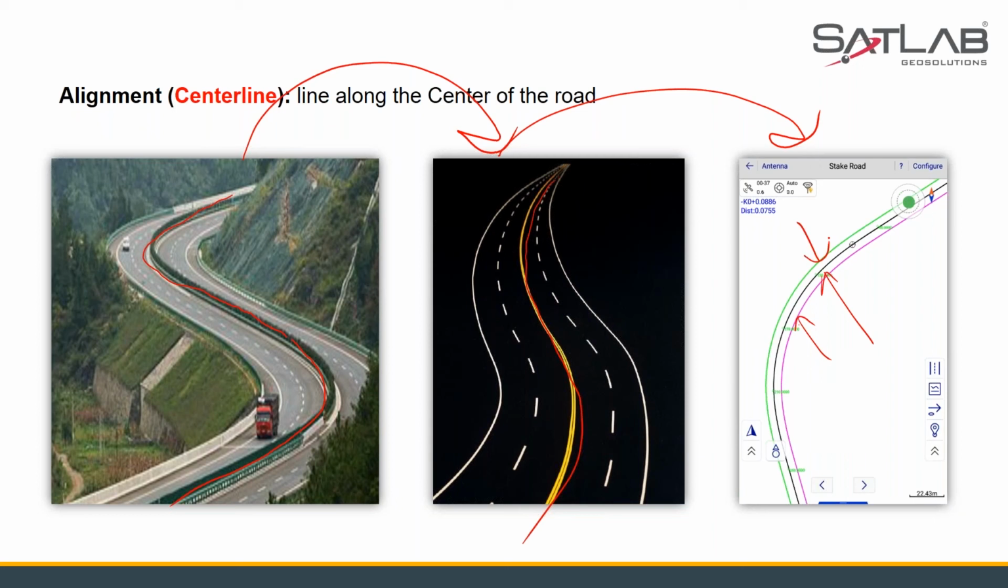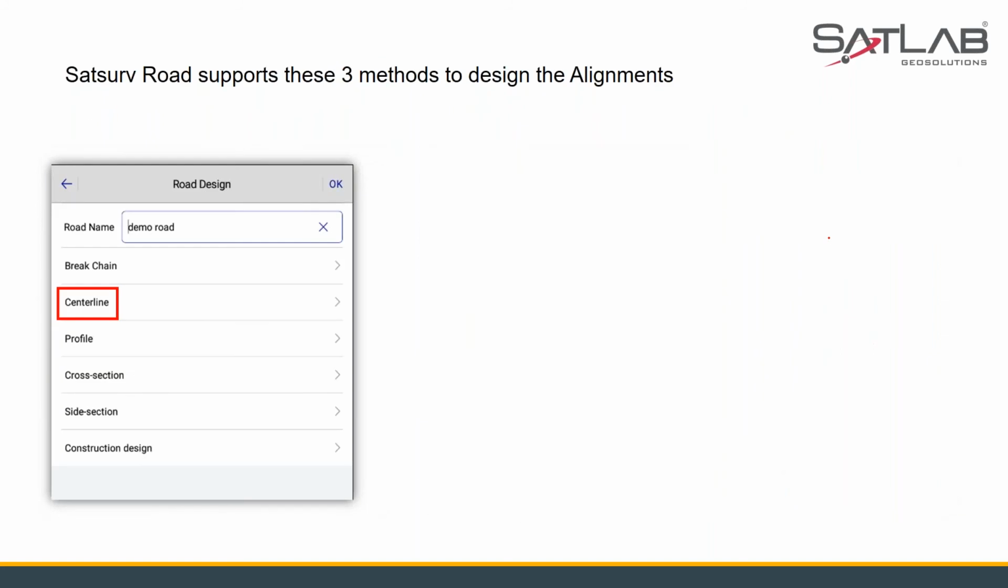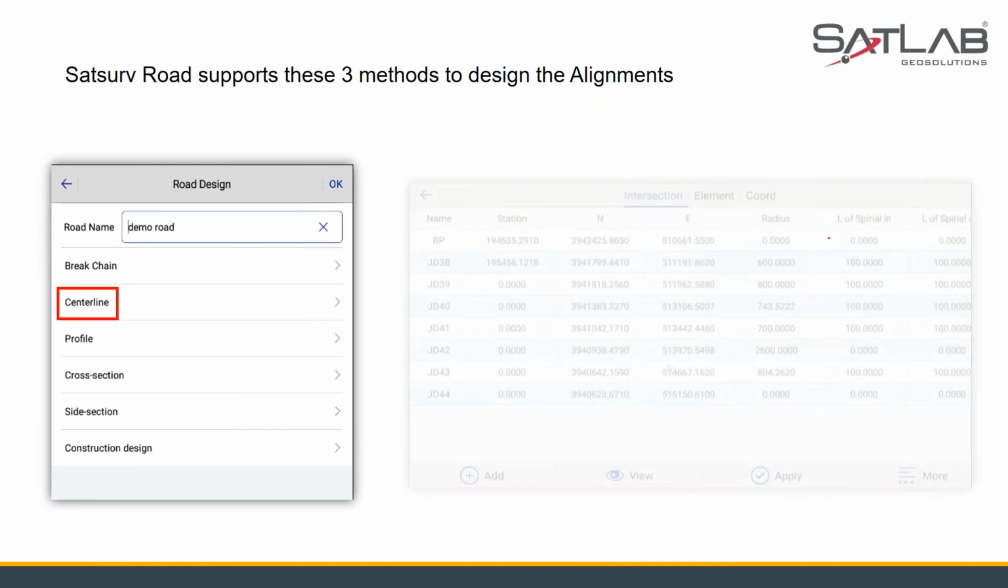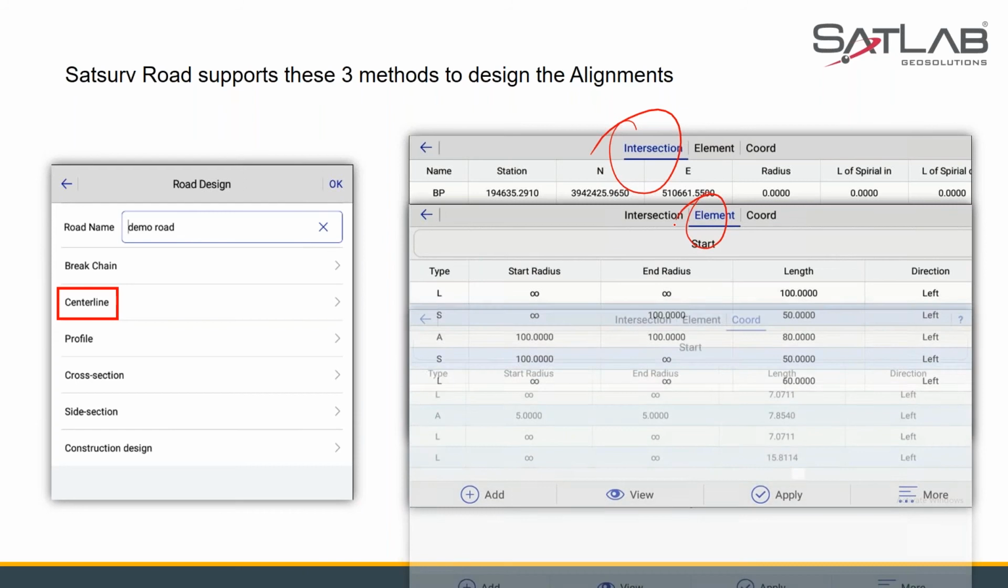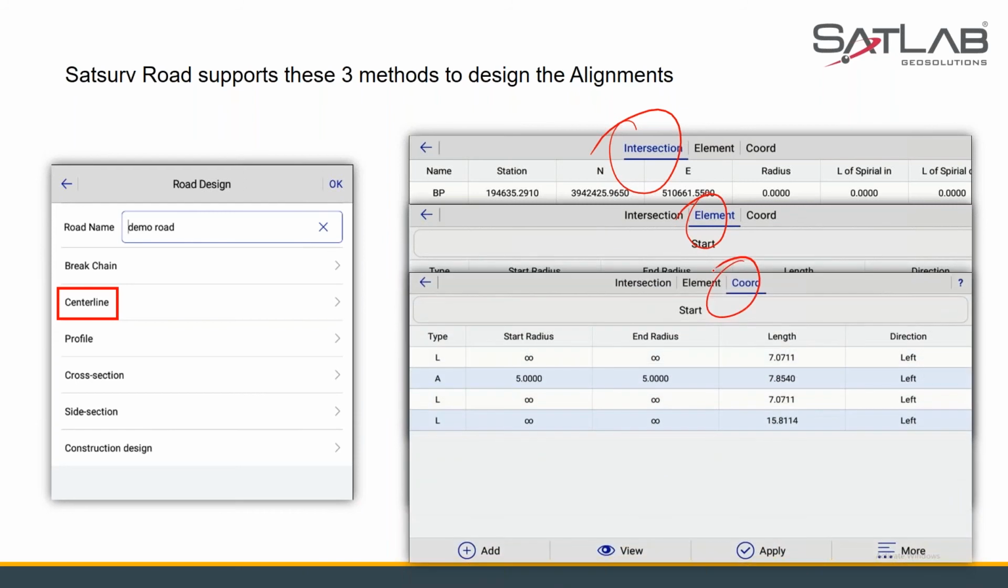So let's see what alignment is. Alignment is the center of this particular road. As we can see in the graphical representation, this yellow line is my horizontal alignment, and the same thing is shown in our Satsurv software. This is my center line, and these are my offsets over here. Am I being clear so far?